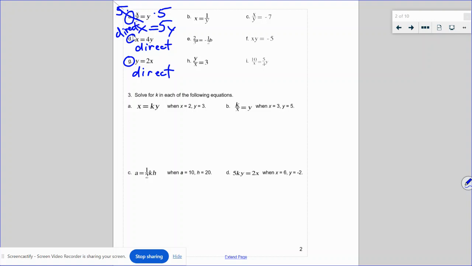Okay. Parts B and C are the next two we're going to look at. Part B, this one does match the format that we have on the previous page. The variables are on opposite sides. The variable in the fraction is down in the denominator. Therefore, this is indirectly proportional, so we would just write indirect.